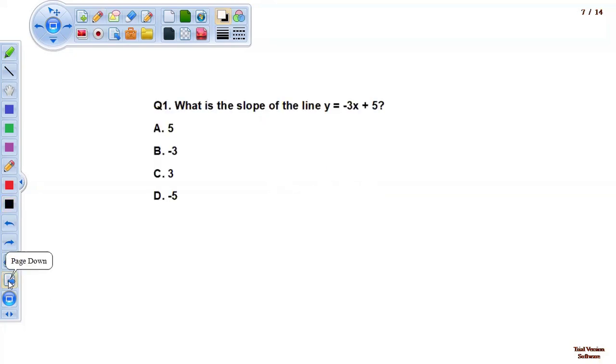Related to these. So first question, what is the slope of a line y equals minus 3x plus 5? What is the slope of this line? So for this, it's already in general form y equals mx plus c. So m is going to be the coefficient of x. So slope of this line is equal to minus 3. B option is correct.